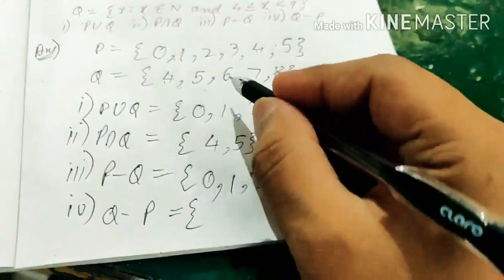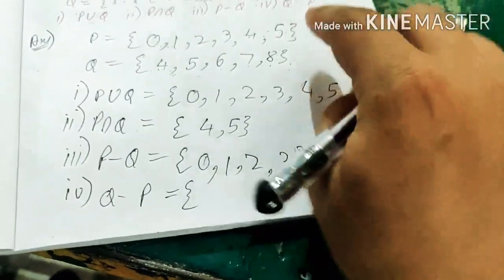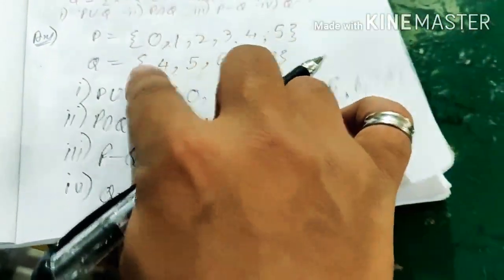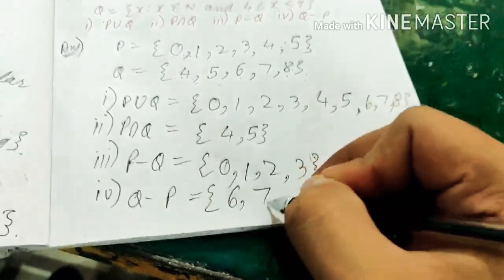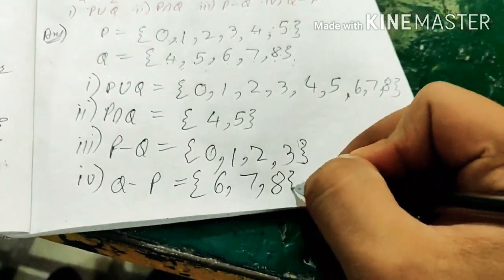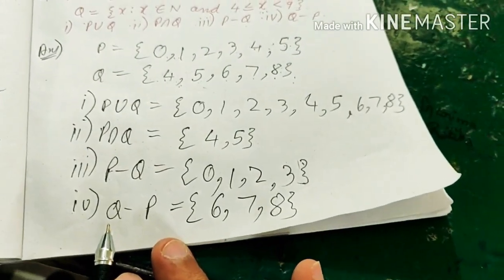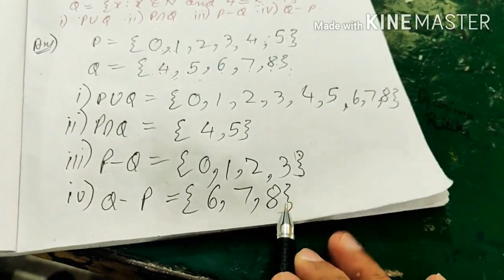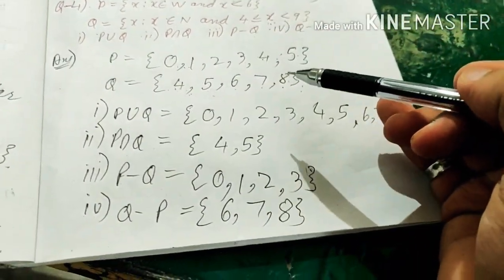So we have to eliminate this minus this. We have to subtract 4 and 5 from this. So 4 and 5 will be removed. What will we be left with? 6, 7 and 8. We have to eliminate the values of P from Q. Okay. So 6, 7, 8 will be left. And in the P minus Q we have to eliminate the values of Q from P. Okay.